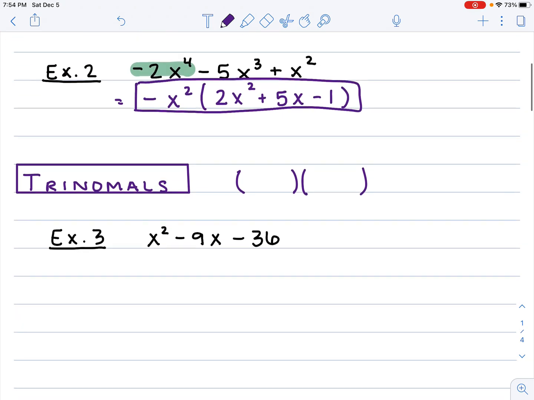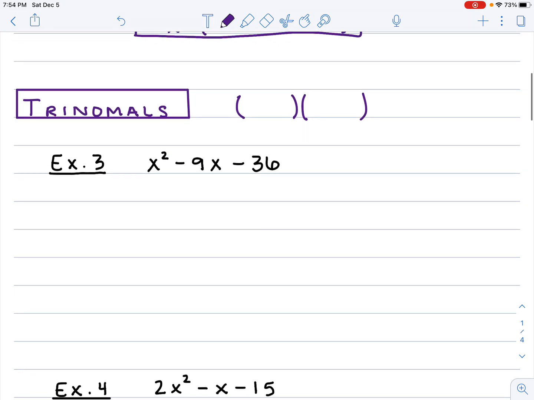All right, the second method we're going to be learning today is trinomials. And this is kind of the more time consuming one. I call it the guess and check method. As you do more and more problems, you get better at guessing and not having to do as much checking. So the first example is going to be an easier one where your a value is just 1. Our first example here is x squared minus 9x minus 36.